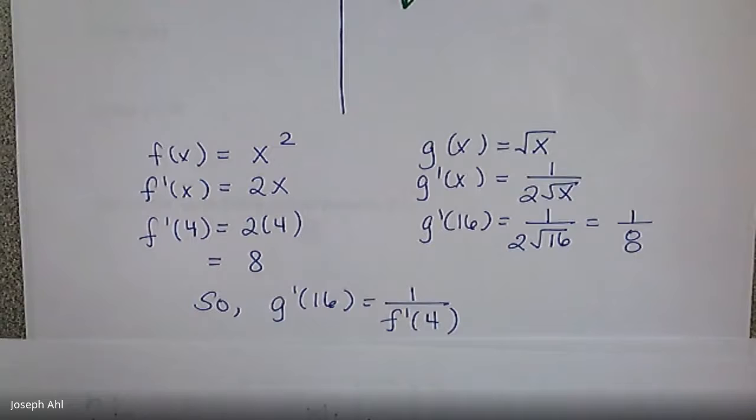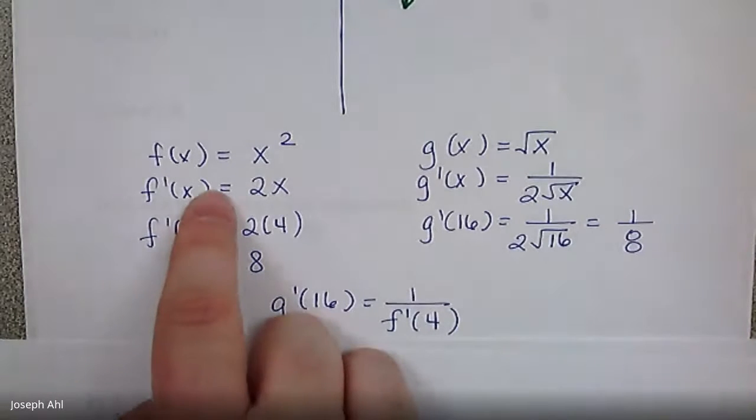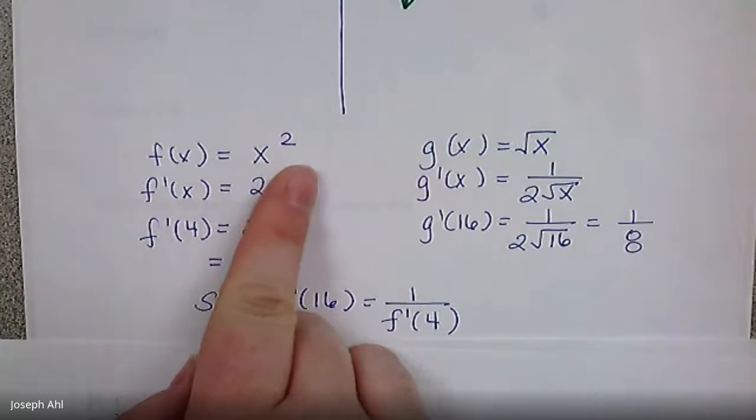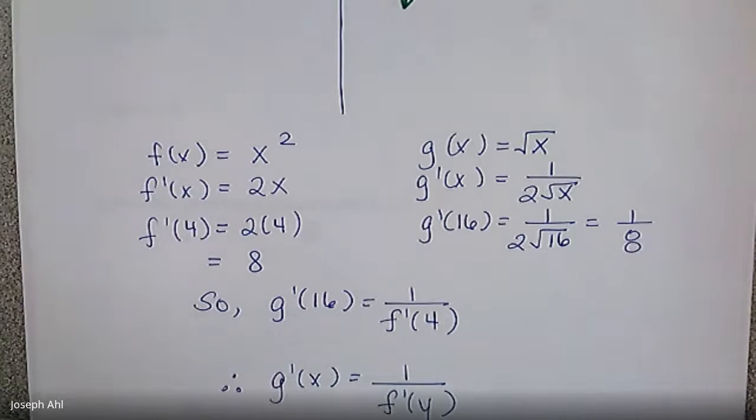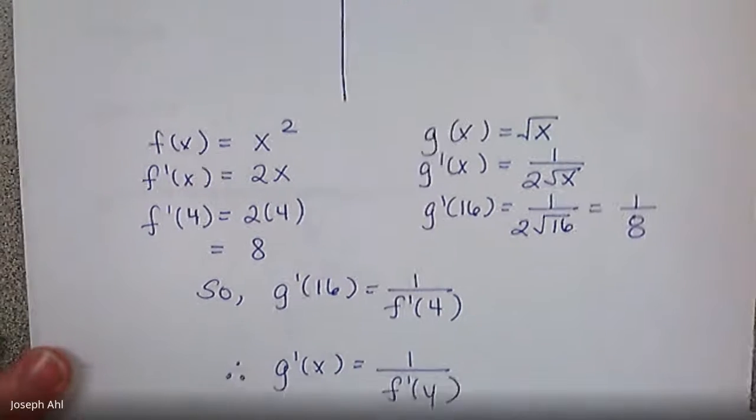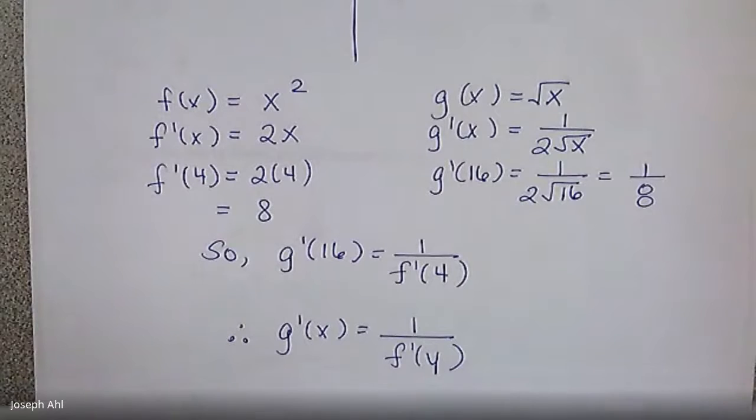So for this specific example, we know that g prime of 16 is equal to 1 over f prime of 4. So to find the derivative at a specific value on an inverse function, we're going to look at the output of the original function, right? When we plug in 4 to the original, the output is 16. The reciprocal then of that slope is going to represent the slope on the inverse there. So in general, we get something that looks like this, that g prime of x is equal to 1 over f prime of y. And I think this will make sense when we put it into practice here.